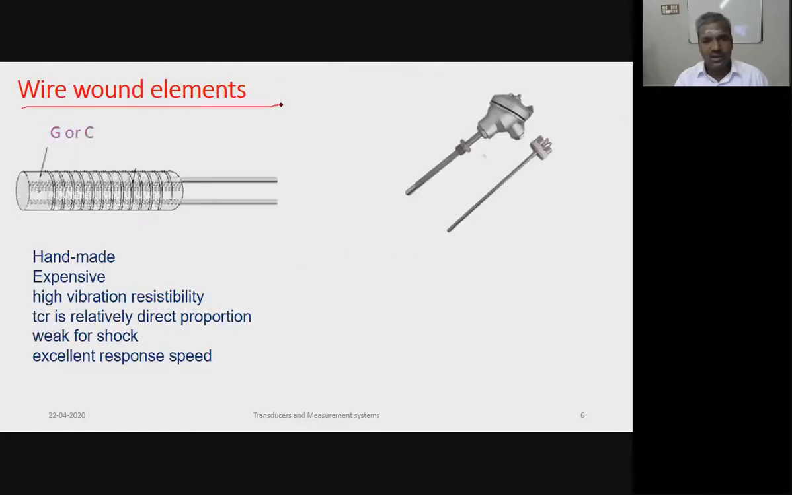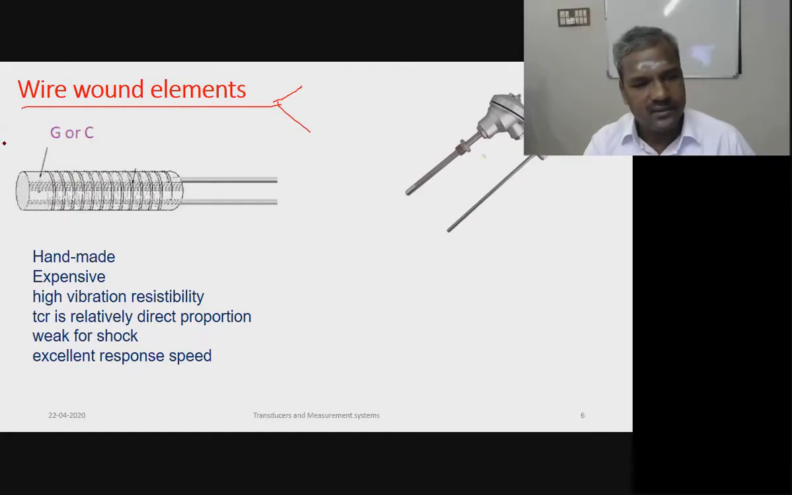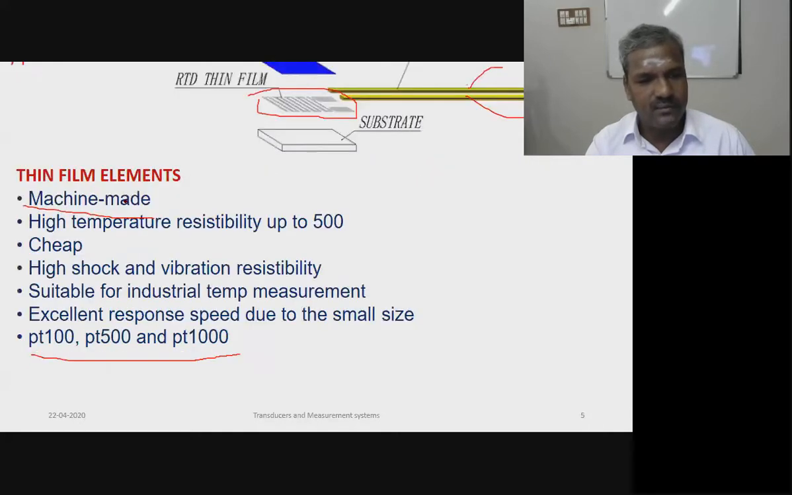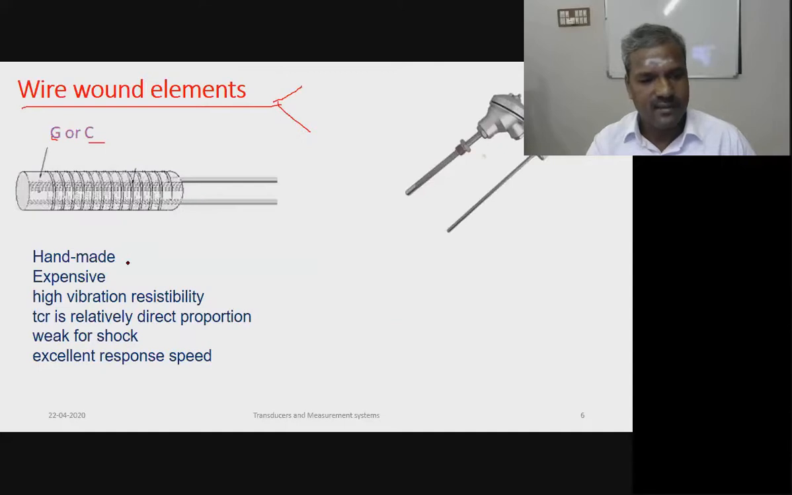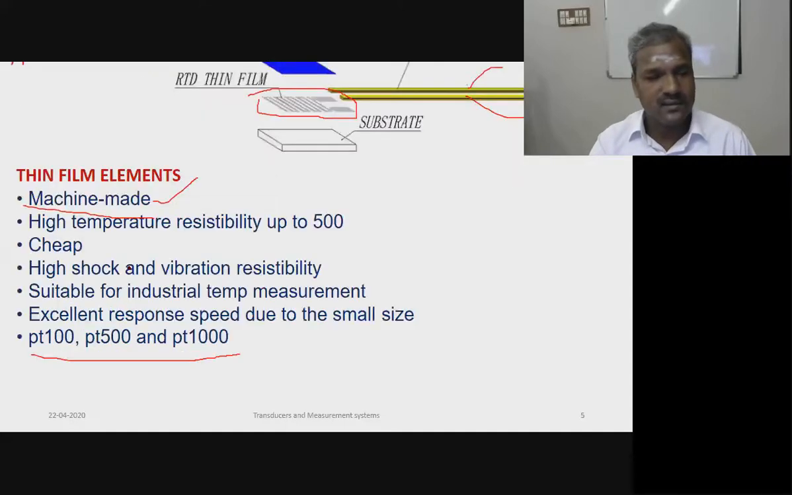Next is wire wound element RTDs. See, this wire is wound like a coil. There are two types of wire wound elements: one is glass molded, the other is ceramic molded. The external part is this capsule, the sheath. Inside the sheath is glass or ceramic. This is not like thin film. Thin film is machine made. This is handmade and expensive, but thin film elements are cheap.